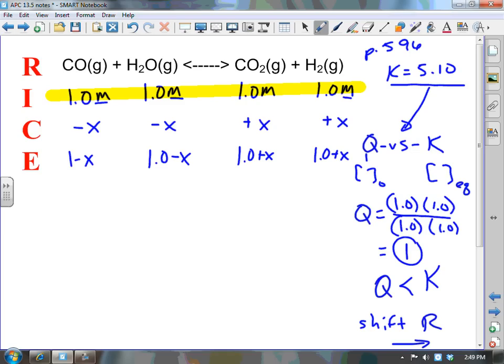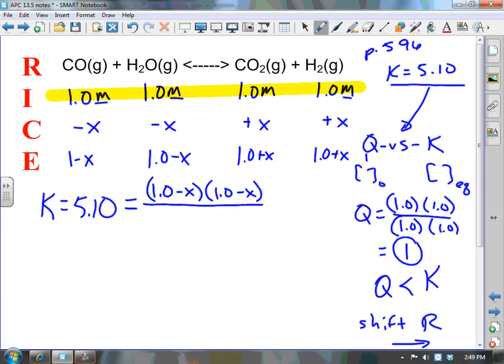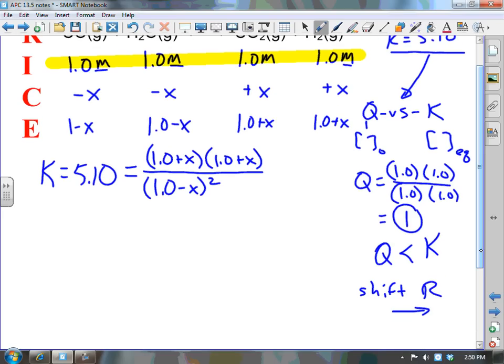Now remember the original question says, calculate the equilibrium concentrations of all species. So K is equal to 5.10, which is equal to concentrations of the products, 1.0 plus x times 1.0 plus x, divided by 1.0 minus x times 1.0 minus x. And again, if you recognize this, save yourself some time. 5.10 equals 1.0 plus x squared divided by 1.0 minus x squared. So that's what they're setting up there.